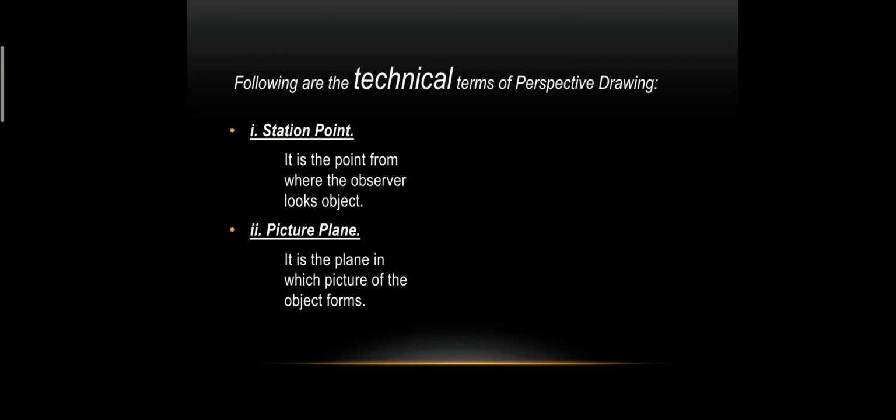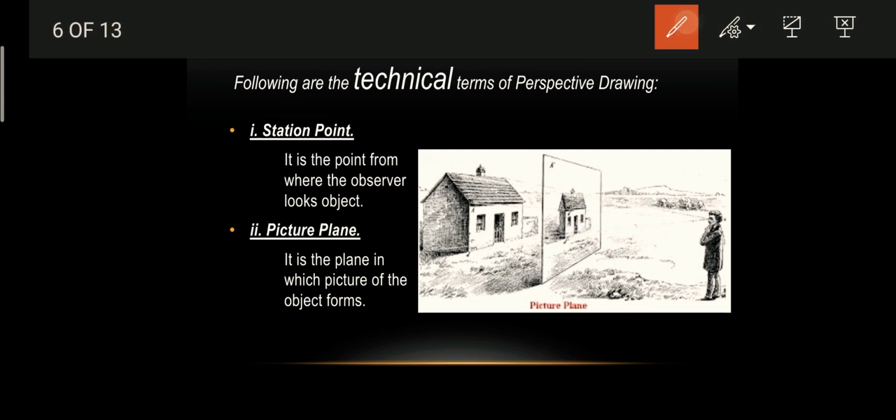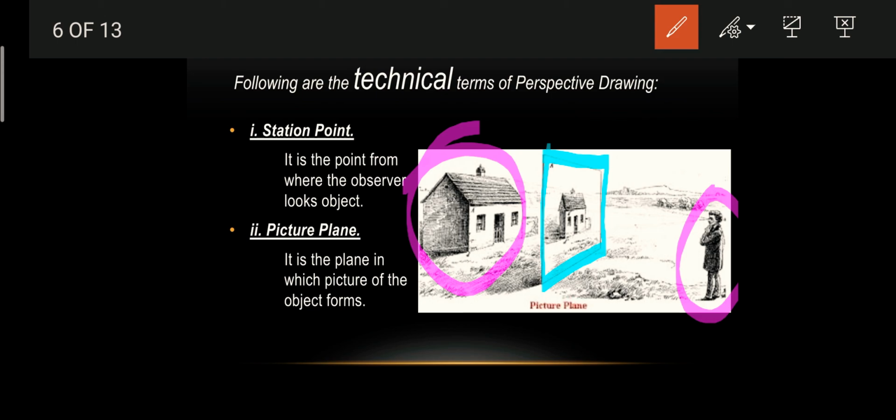Next is picture plane. When an observer looks at an object, an image is formed on a virtual plane. The plane where that image is formed, we call the picture plane. It is a virtual plane. It is the plane in which the picture of the object forms. Like here, a person is standing here and the object is here, and the image is forming at this place, and this plane is called the picture plane.